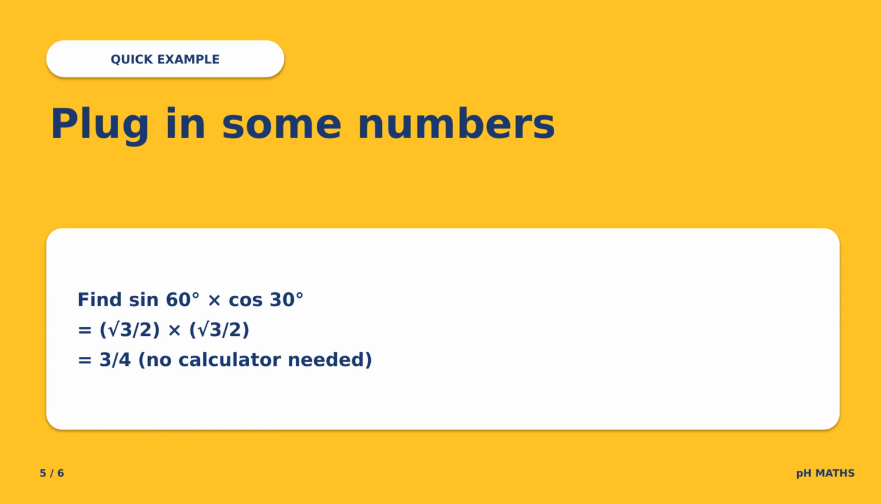As a quick example, find sine 60 times cosine 30. Well, sine 60 equals root 3 over 2. Cosine 30 also equals root 3 over 2. So multiply root 3 over 2 times root 3 over 2, which equals 3 over 4. No calculator needed. 3/4, exact answer.